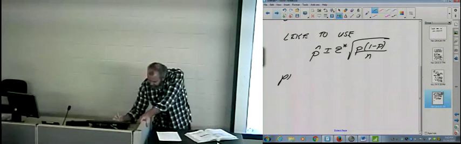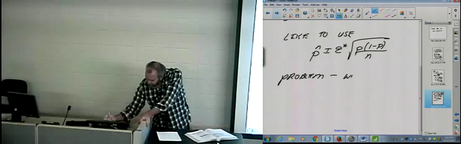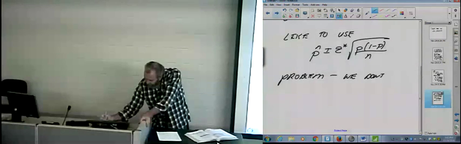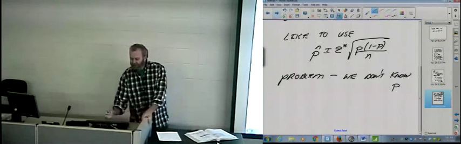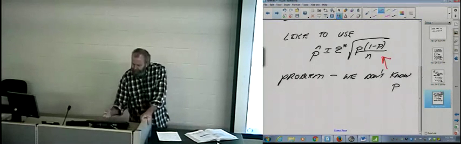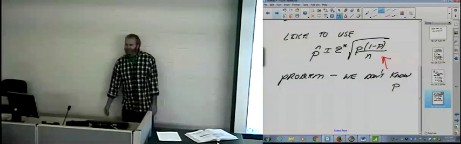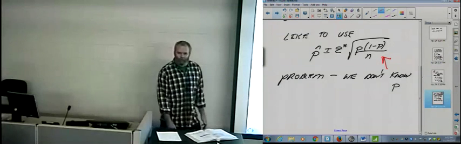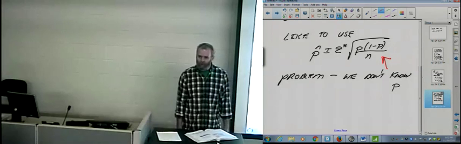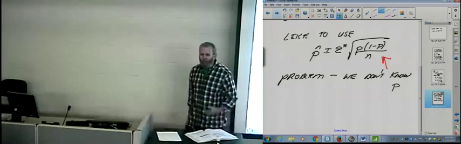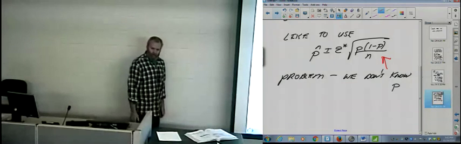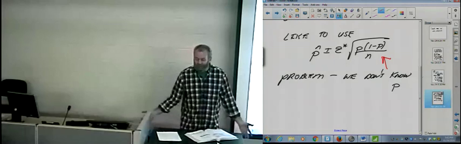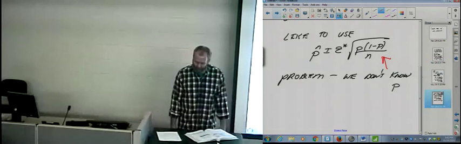We have a problem. The problem is we don't know P. Why is that a problem? P shows up in the standard deviation. You understand, if we knew P, would we be trying to estimate it? No. The P, the parameter I'm trying to estimate, shows up in the formula there. Okay. Just because we don't know it doesn't mean we're going to stop here.